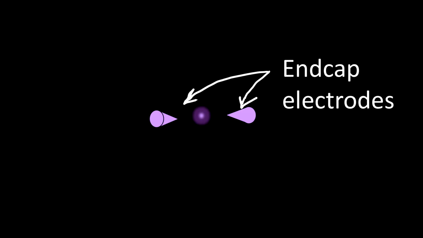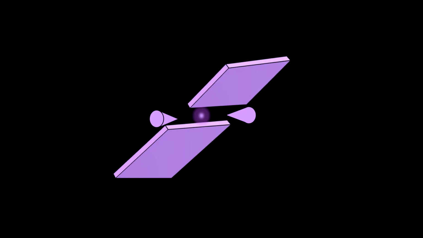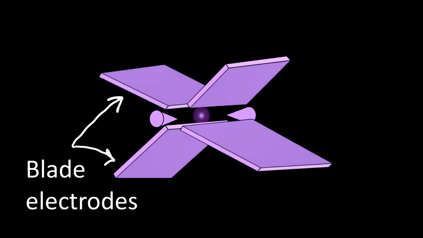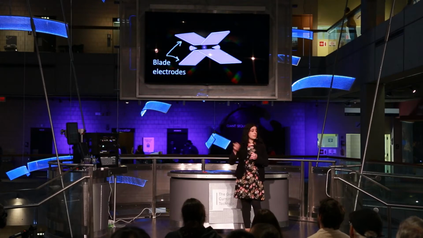And okay, let's put some more electrodes on. Let's put two big ones here and another two the other way around. And basically now we've surrounded the ion with electrodes. And these big flat ones we call the blade electrodes, because they kind of look like part of the blade of a knife.